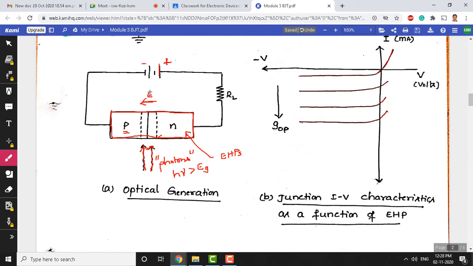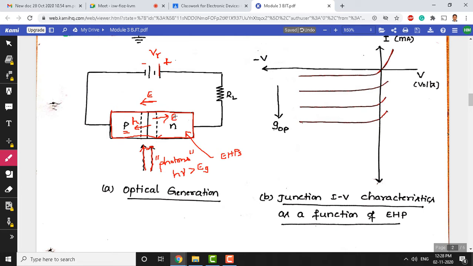This is the electric field, and this is the reverse voltage applied. The electric field is acting from N to P. This electric field will move the electrons back to the N region, and this is the electron movement, and the holes into the P region here. So, this is the hole movement. Holes will be swept into the P region, and the electrons are swept into the N region here.